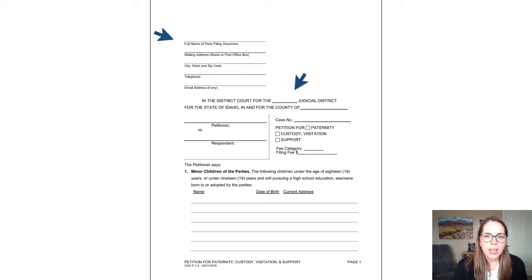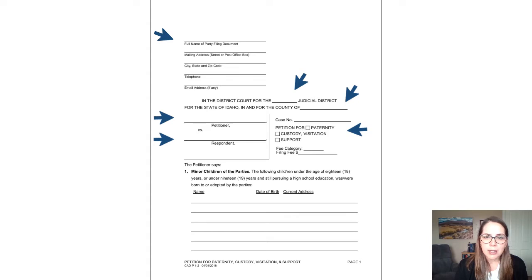Next, you're going to identify the judicial district and county where you're filing. If you're filing here in Bannock County, it's the 6th Judicial District in the County of Bannock. If you're filing somewhere else here in Idaho, go ahead and just put where that is. Next, you're going to put down your name as the petitioner and the other party's name as the respondent. You'll get your case number when you pay your filing fee and file.